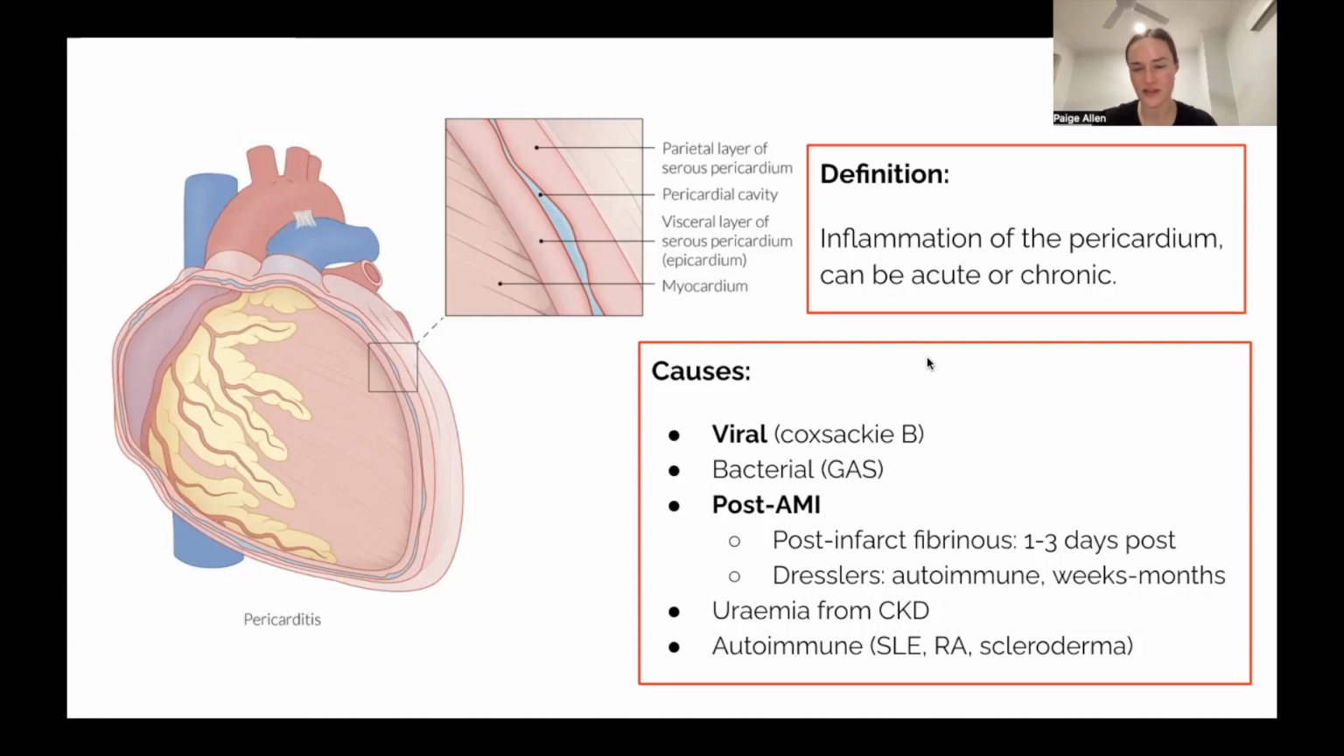The other causes are things that cause some deposition. So if you have chronic kidney disease, you can start to get uremic buildup actually in the pericardium, which causes pericarditis. And then your autoimmune causes as well.